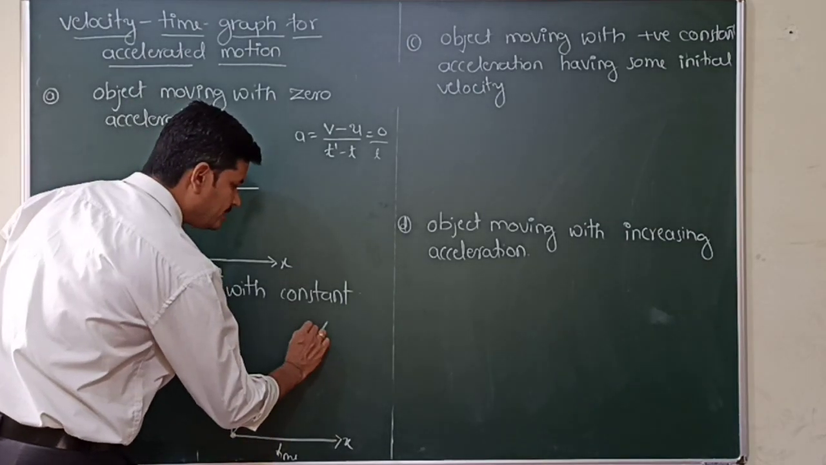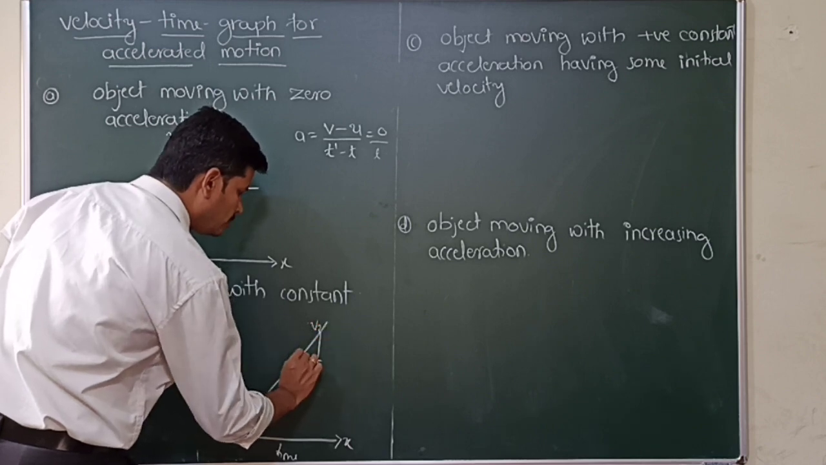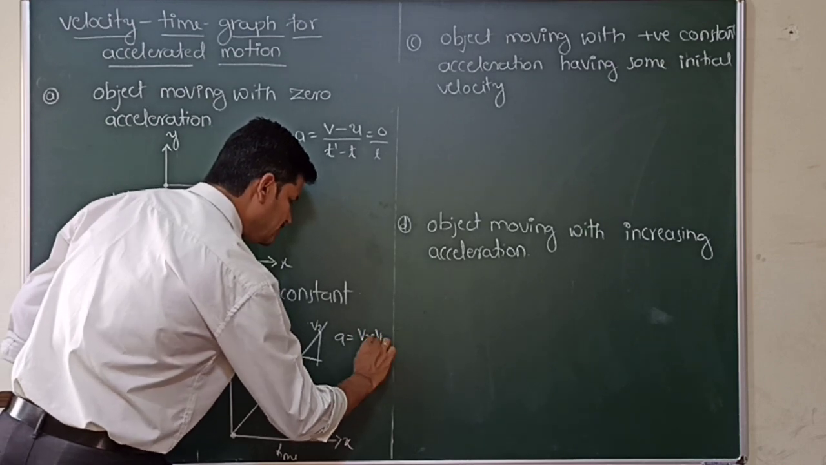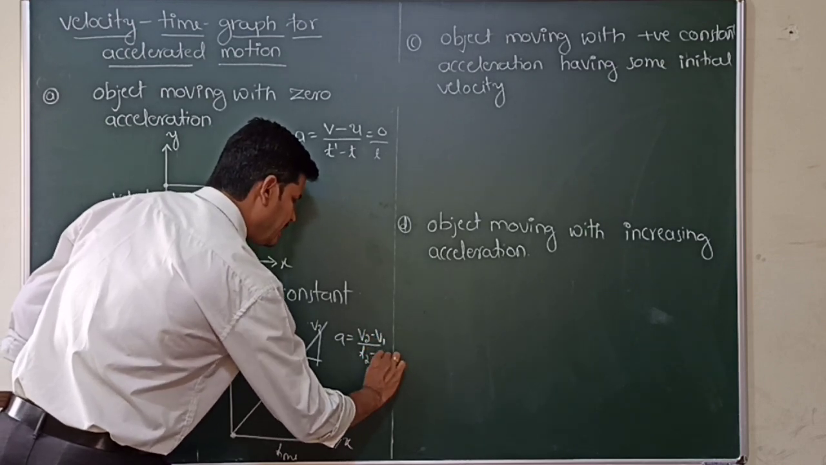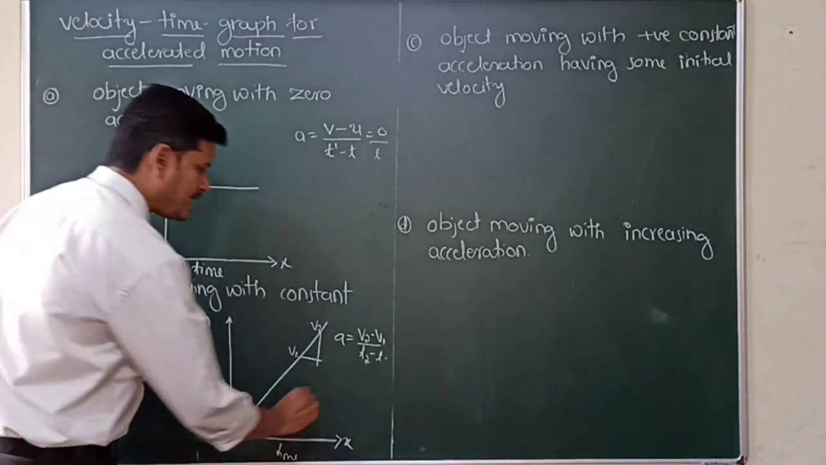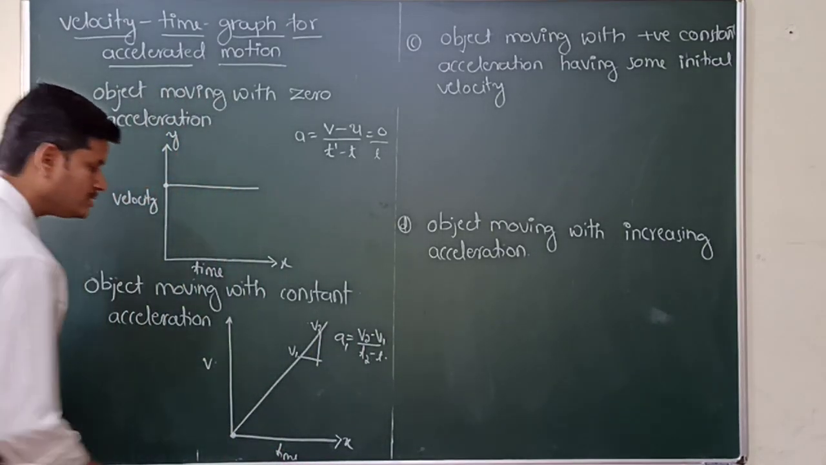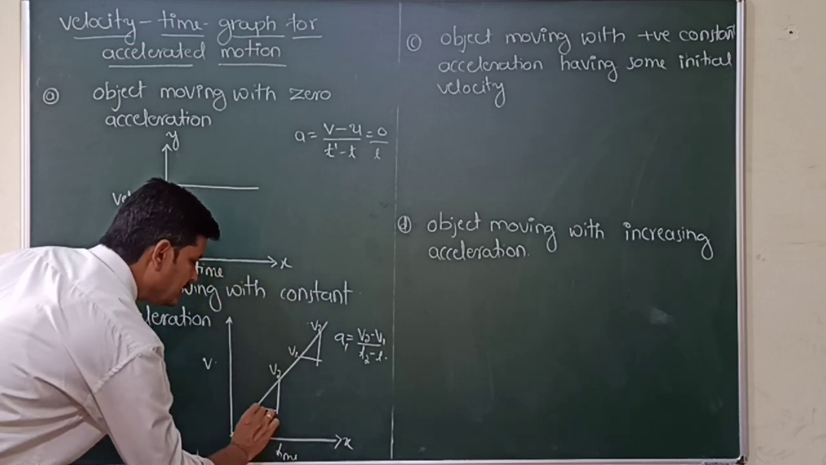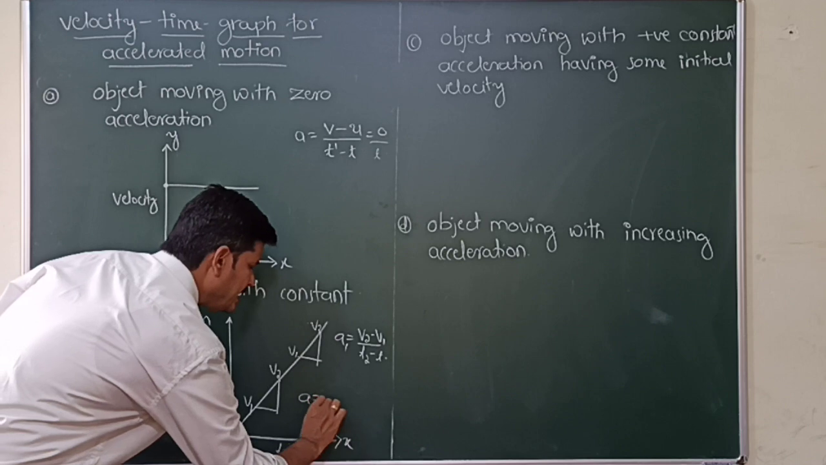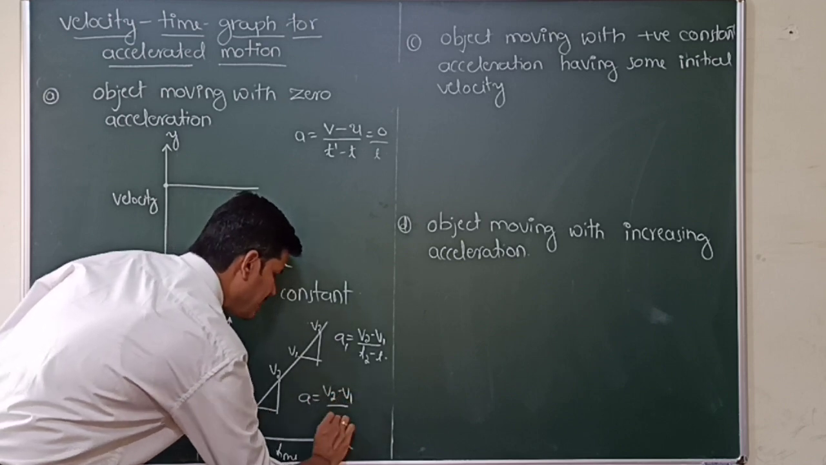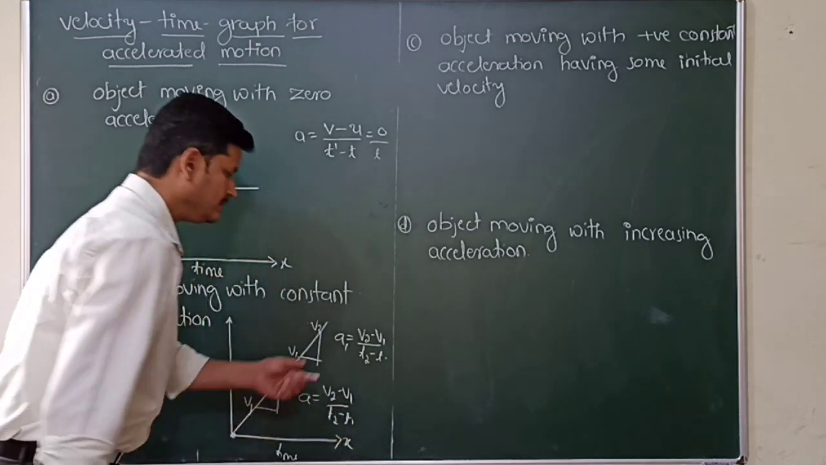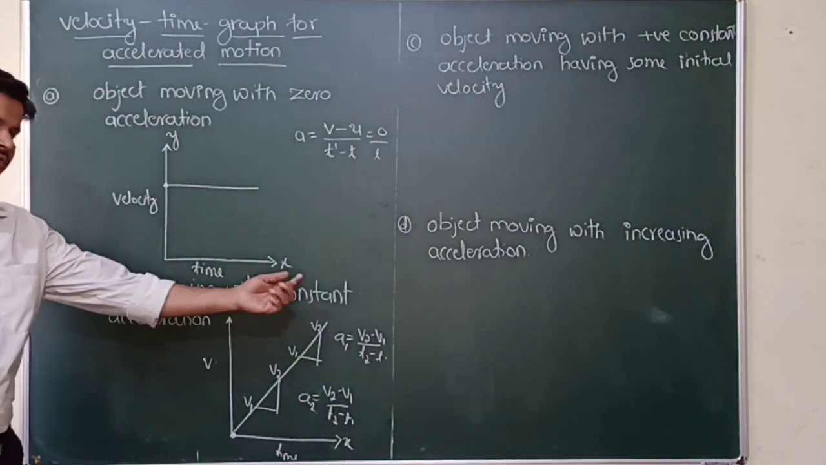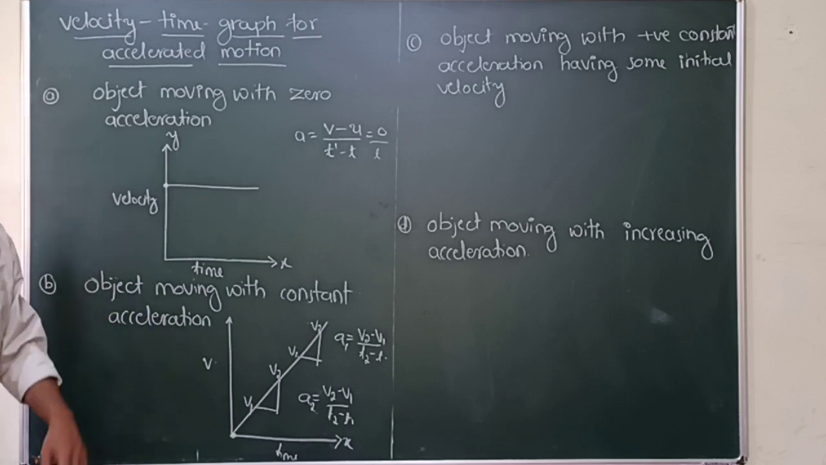Whether you take here v2 minus v1, a is equal to v2 minus v1 divided by t2 minus t1. This is a1, right? Or if you take the slope at this point here, with v2 and this point as v1, a is equal to v2 minus v1 divided by t2 minus t1. This a1 and a2 remain the same. That means it is moving with a constant acceleration.